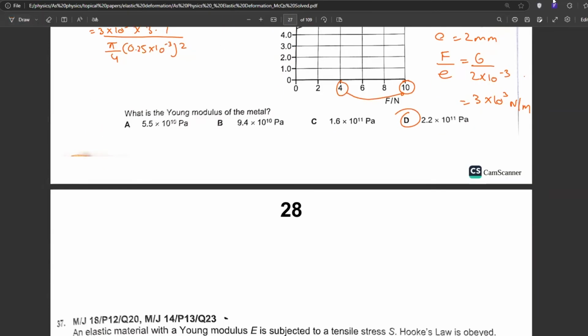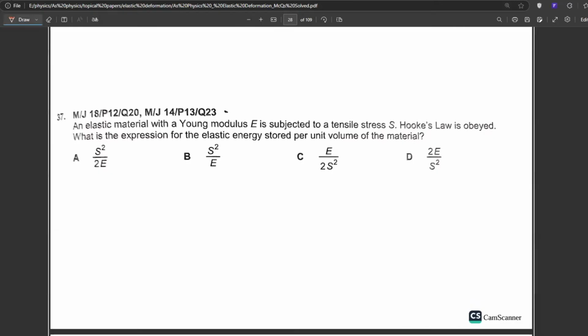Let's further move ahead. Okay, let's see this. An elastic material with a Young's modulus E is subjected to a tensile stress S. Hooke's law is obeyed. What is the expression for the elastic energy stored per unit volume? So if you remember, the area under the stress strain graph used to be equal to your elastic energy per unit volume. So this area is equal to what? 1 upon 2 into stress into the strain.